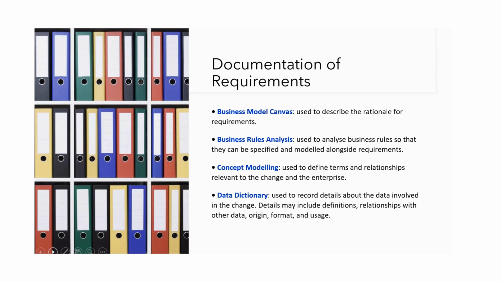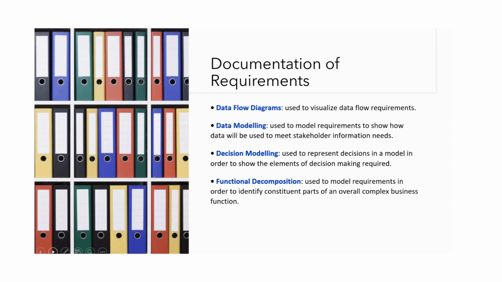Details may include definitions, relationships with other data, origin, format, and usage. Data flow diagrams, used to visualize data flow requirements. Data modeling, used to model requirements to show how data will be used to meet stakeholder information needs. Decision modeling, used to represent decisions in a model in order to show the elements of decision-making required.